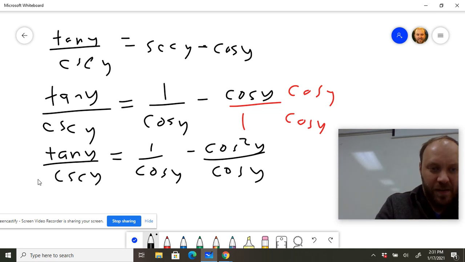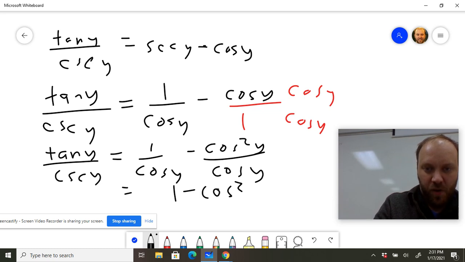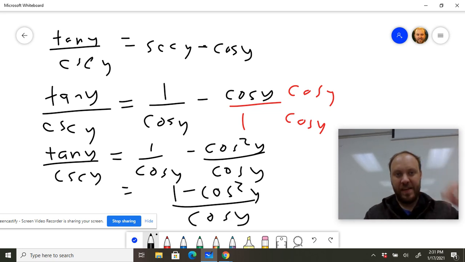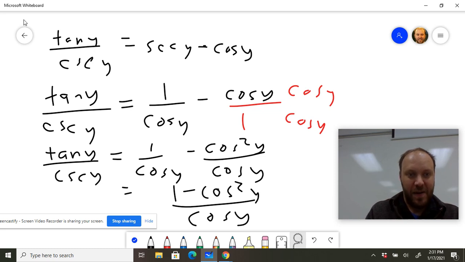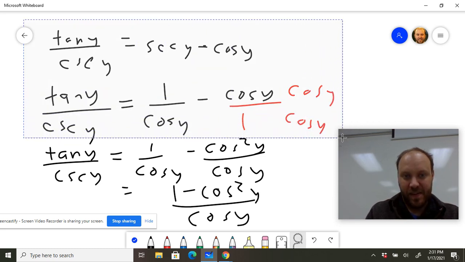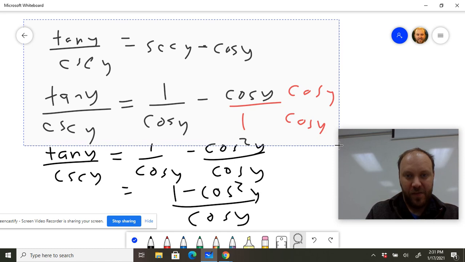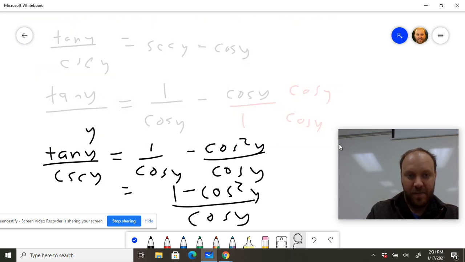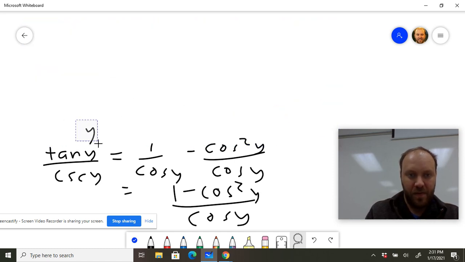So that's going to be, and I'm running out of space to write that left-hand side there, so I'm not going to do that. But that's going to be 1 minus cosine squared of y on top over cosine of y on the left when we put that together. Okay, and since I'm almost out of space here, I'm going to move back up to some of these higher levels from earlier and see if I can write the other steps there.